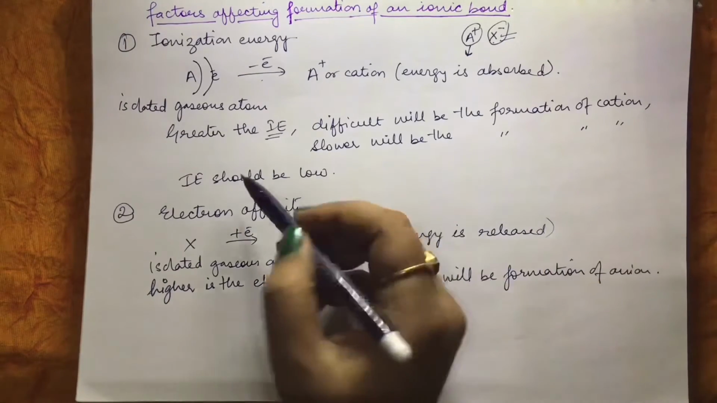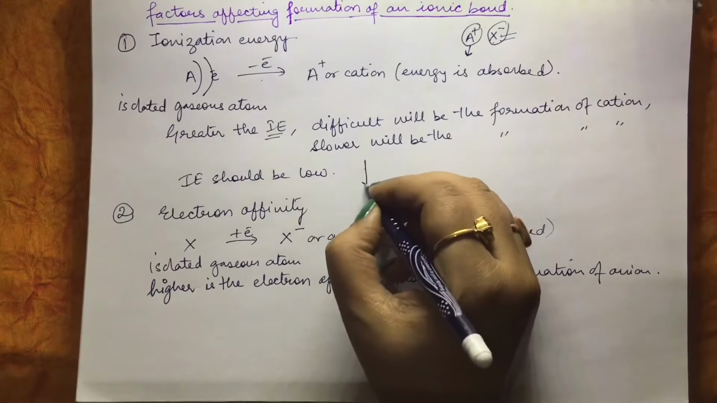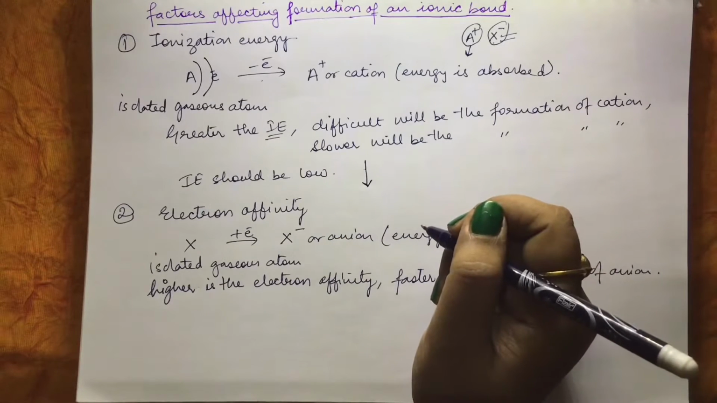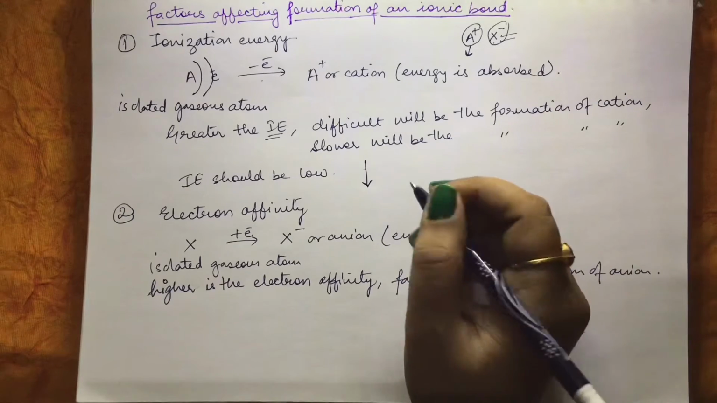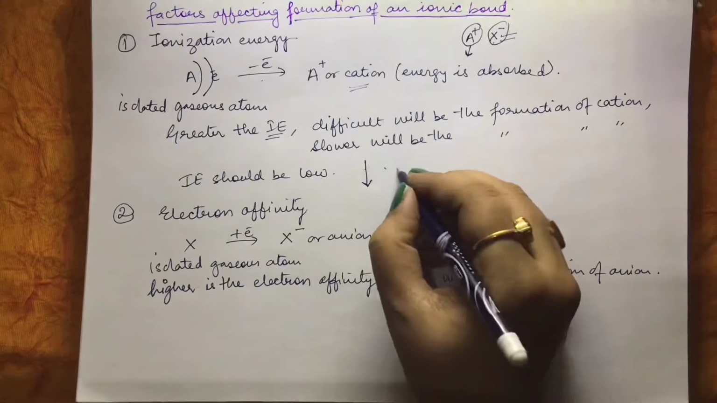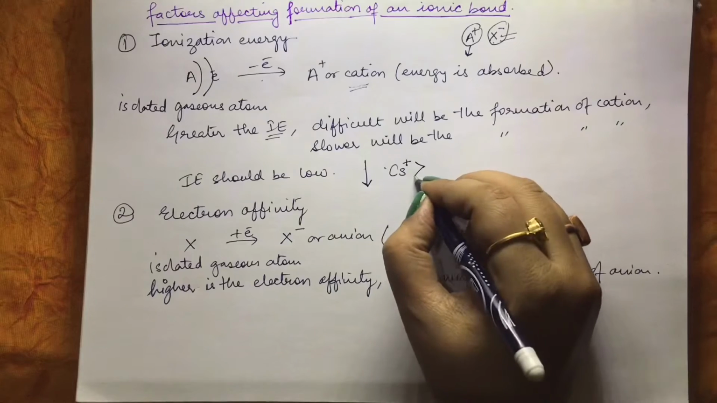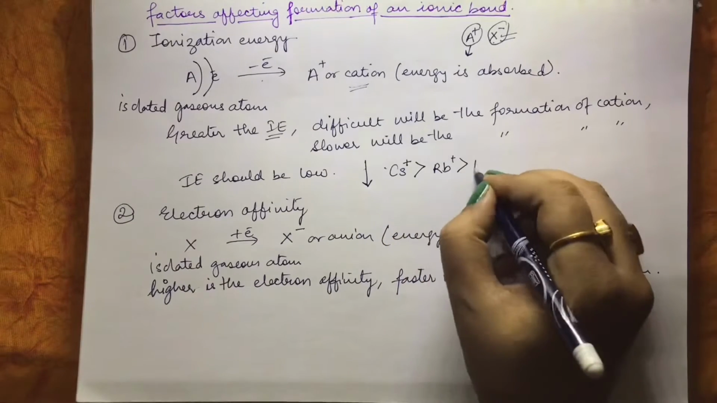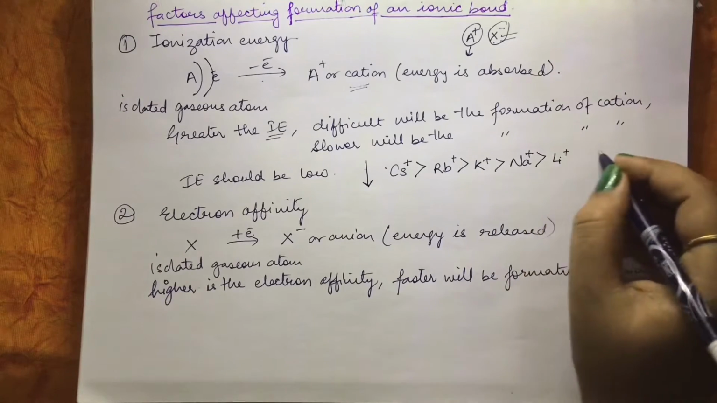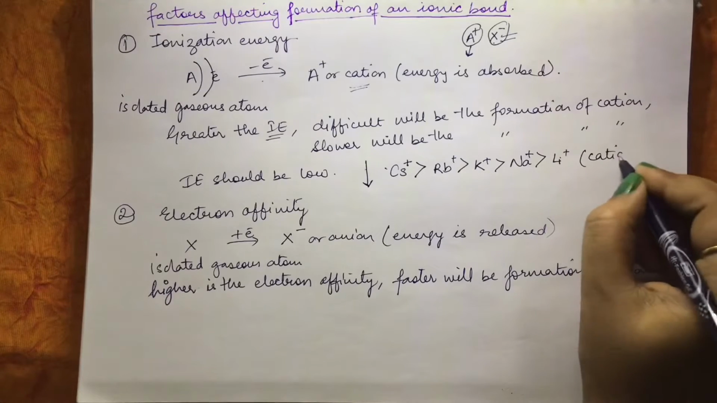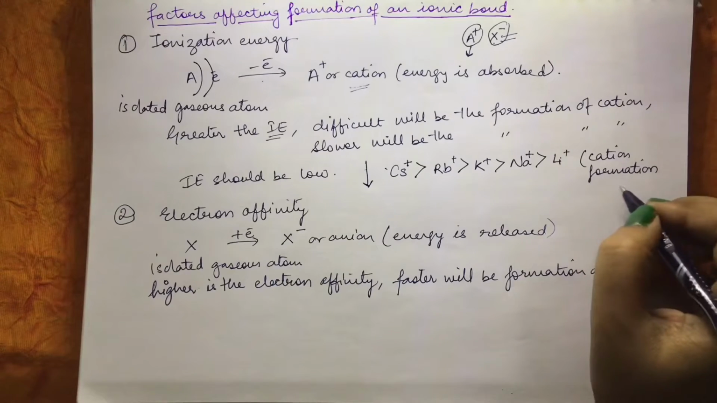Now for example, if we look at ionization enthalpy, we can see that when we go down the group, the ionization enthalpy decreases. Ionization enthalpy decreases means tendency to form cation increases. So if we look at the tendency to form cation for group 1 elements, then cesium will have the highest tendency to form cation, then rubidium, then potassium, then sodium, and then lithium. So this will be the cation formation tendency of different metals.